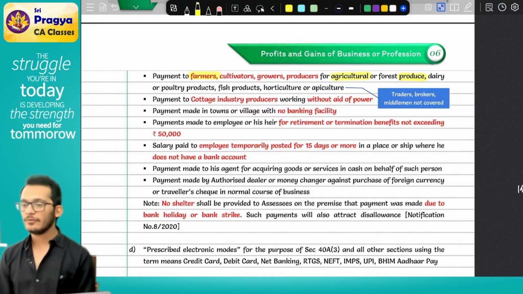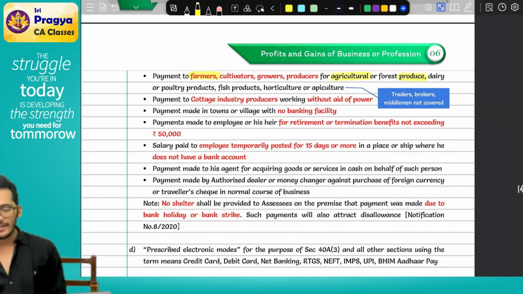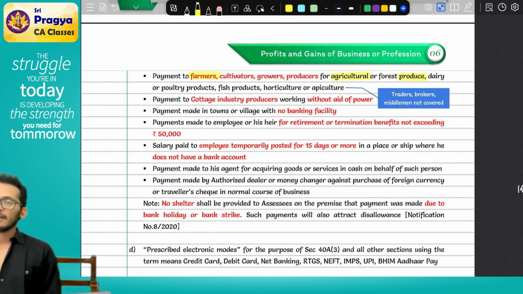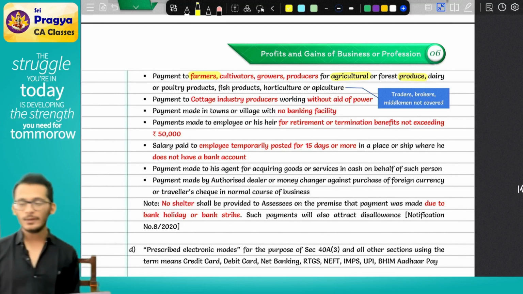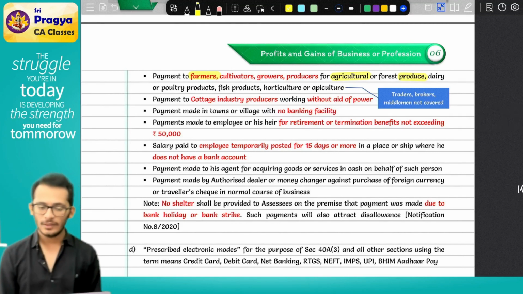I'm making the payment for getting a different currency. Is that an illegal transaction? Legal transaction. Allowed, not allowed? Allowed. So if you end up making a payment for a change in currency, then also it is allowed as a deduction.